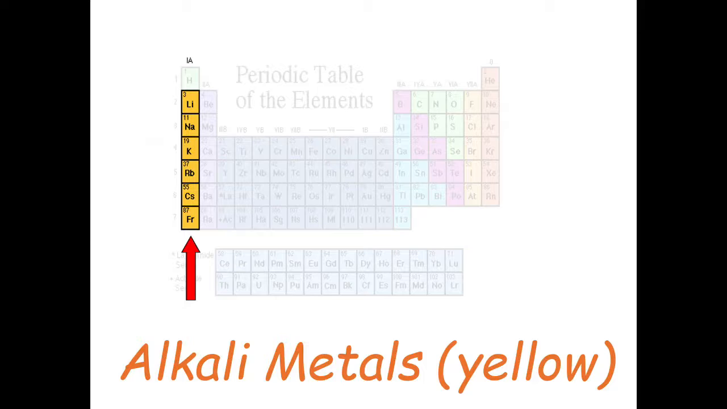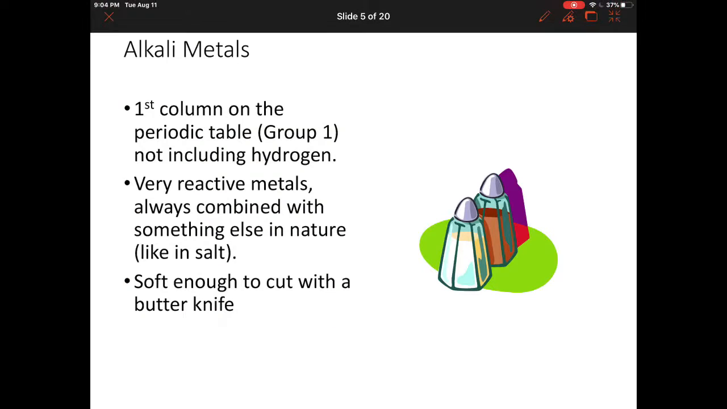The first group we're going to talk about are the alkali metals. They're the first column on the periodic table, everything in that column except for hydrogen. And we'll talk about hydrogen at the end of this. They are super reactive metals. In nature, they're always combined with something else, like in salt. So table salt is NaCl. The sodium is the alkali metal and is combined with something else to create salt. On their own, they are soft enough to cut in half with a butter knife. Now, combined like salts, they have some different properties.